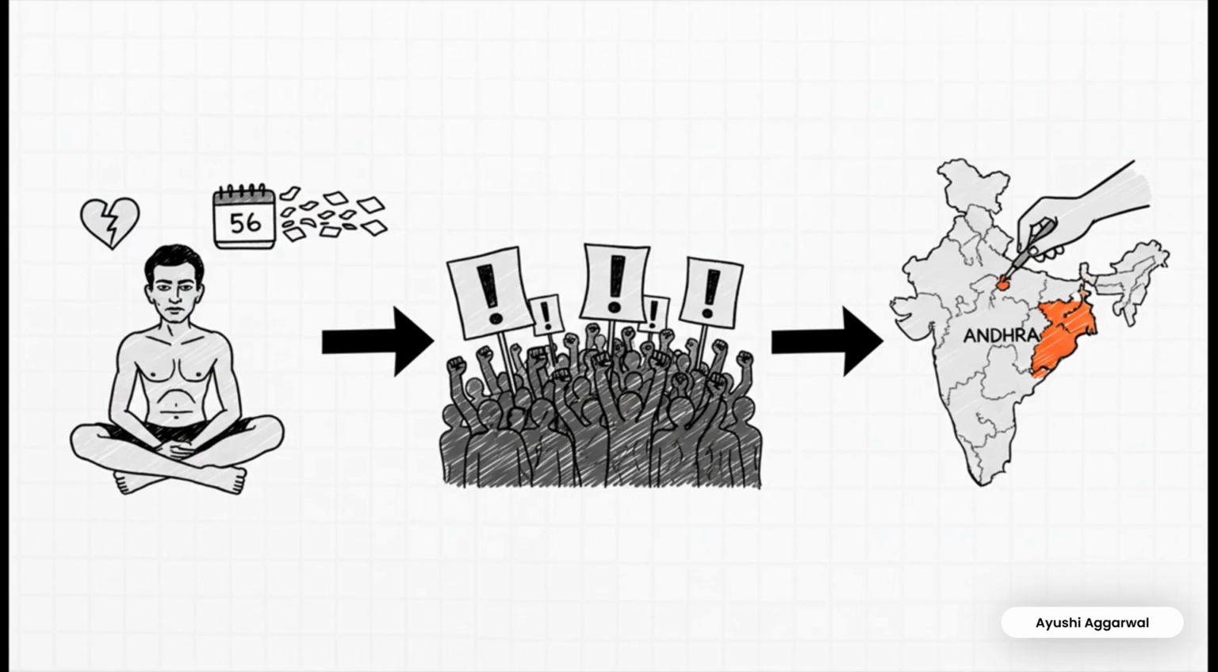A veteran Congress leader, Potti Sriramulu, began a hunger strike demanding a separate state for Telugu-speaking people, which would be called Andhra. After 56 days of fasting, he passed away. His death triggered widespread protests across the Andhra region, and the government was forced to act. In October 1953, they had to create the first linguistic state, Andhra Pradesh.